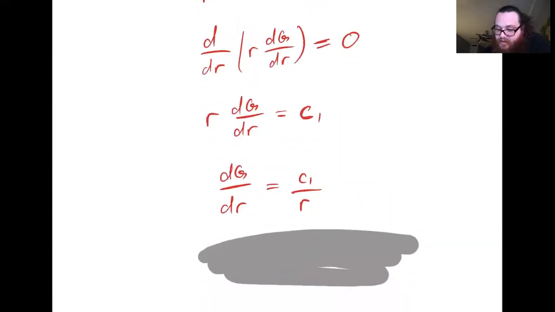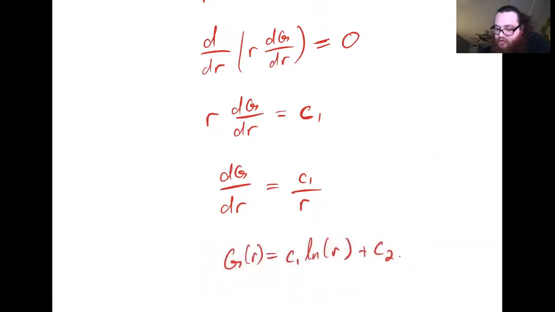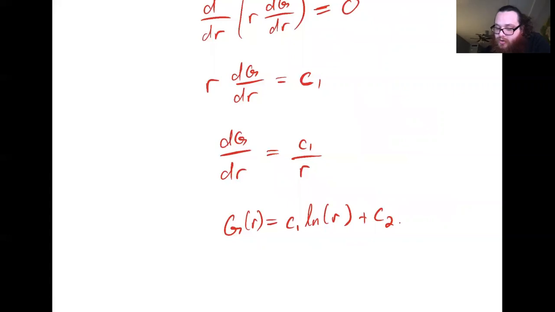Move things around, you're going to get dg/dr is equal to c1 over r. And then integrate once more, you're going to get g of r is equal to c1 times ln of r, right? Because the integral of 1 over r is equal to ln of r plus some other constant.